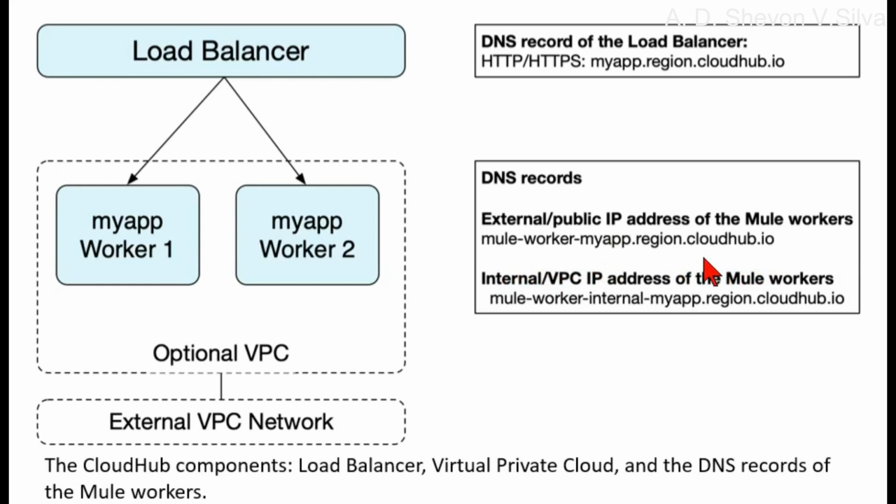Public HTTP services are exposed on http.port and https.port. Mule worker internal: myapp.region.cloudhub.io, the internal IP address of the Mule worker. The IP addresses for this DNS record are accessible only within a customer's private Anypoint VPC. These IP addresses are not accessible for workers running in the MuleSoft shared VPC.